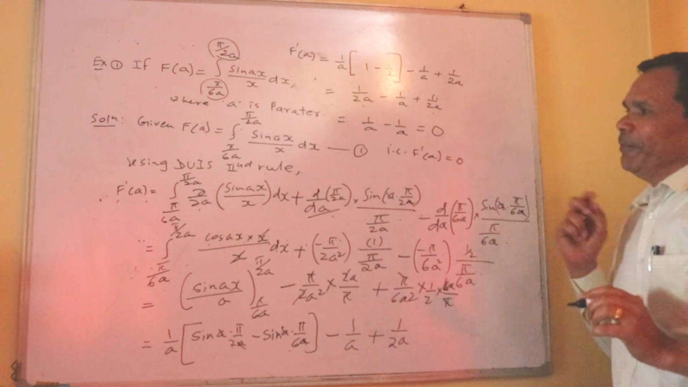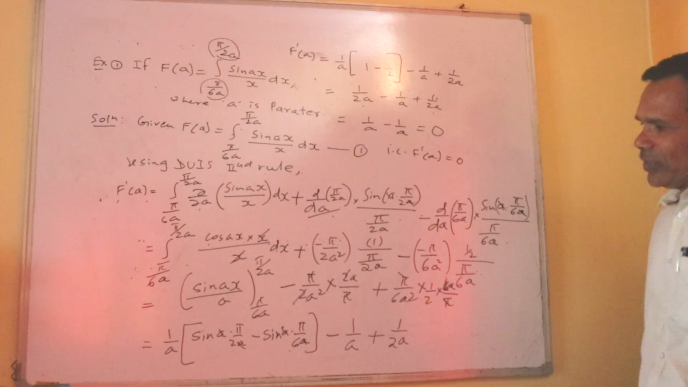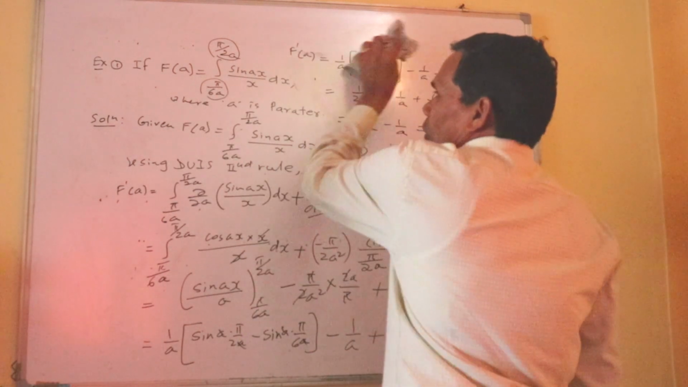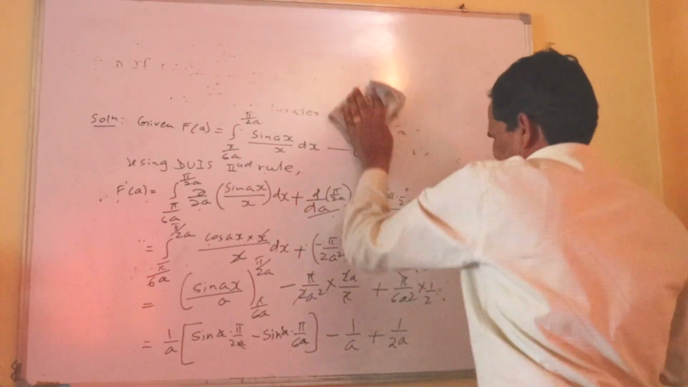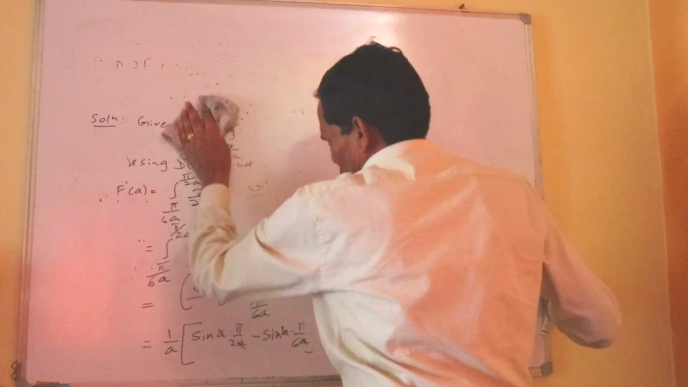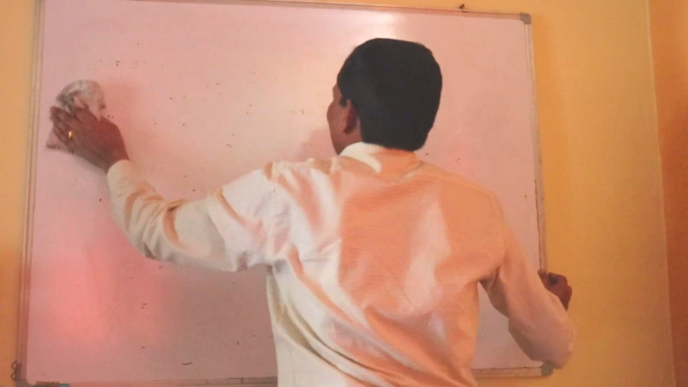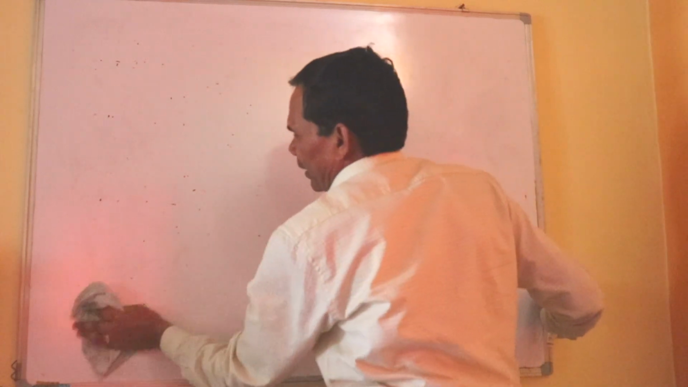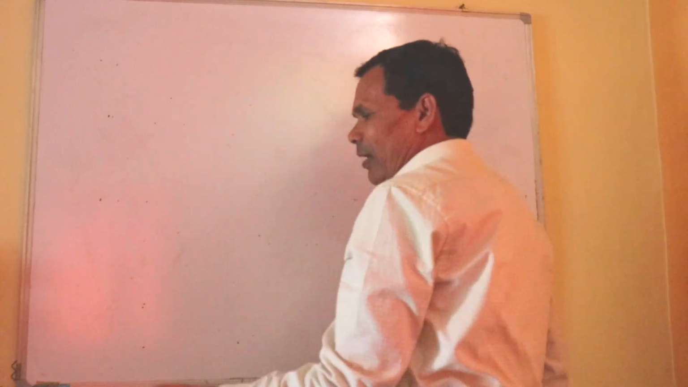So this is the way we apply this second rule of differentiation under the integral sign. There are more examples on this differentiation under the integral sign, second rule, that is, limits are not constant, that is, limits depend upon the given parameter. So we go for the next example.